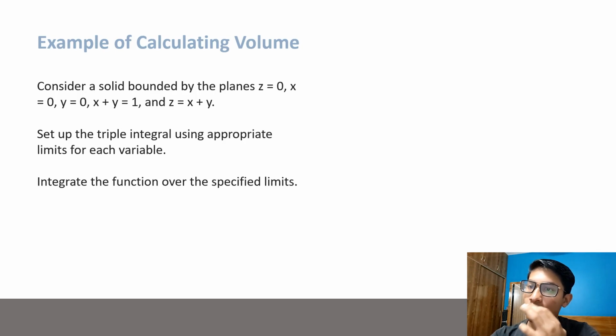So now we set up the integral using appropriate limits for each variable. So here the variables are x, y, and z. Now we have to set the triple integration for each variable here. Integrate the function over the specified limit. After setting up the integral, now we have to integrate over the specified limits.